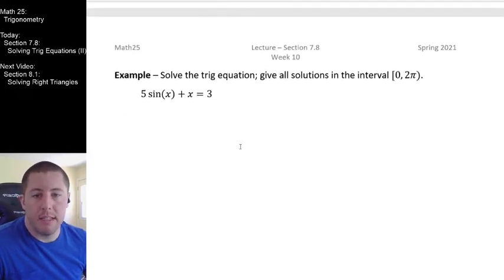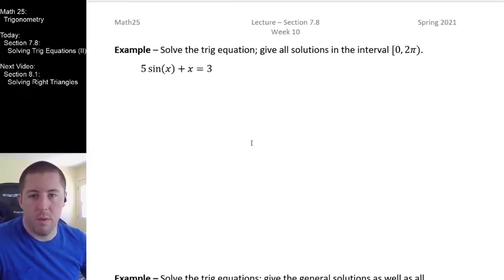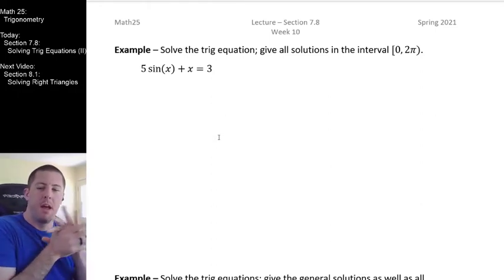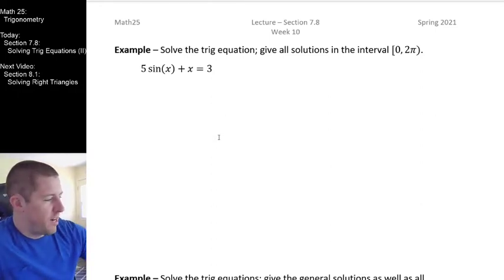So let's look at our next example here. This one's going to be a bit weirder than the ones that we've seen previously. Solve this trig equation, give all solutions in the interval 0 to 2 pi. Well, what's your issue with this equation right here?